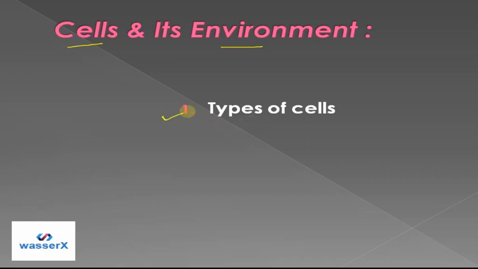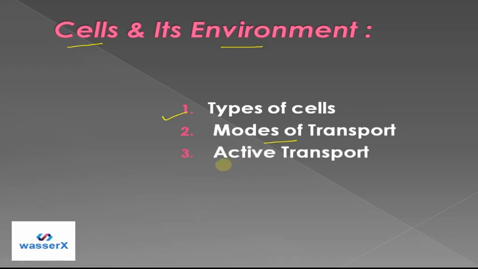The first is types of cells. How many types of cells are there, how we can differentiate between these types of cells. Second, modes of transport. Which are the modes of transport by which the cells transport different molecules in and out of the cell. And third, that is active transport. What is active transport? Okay, so let's go.